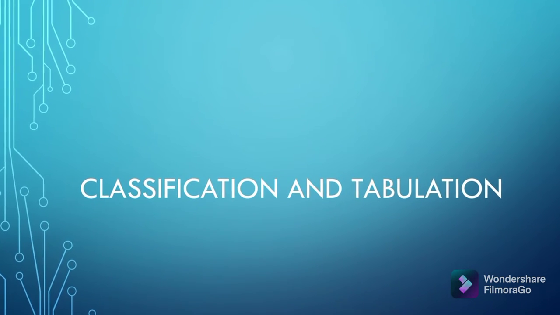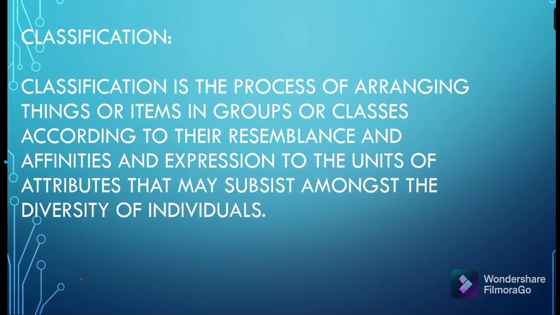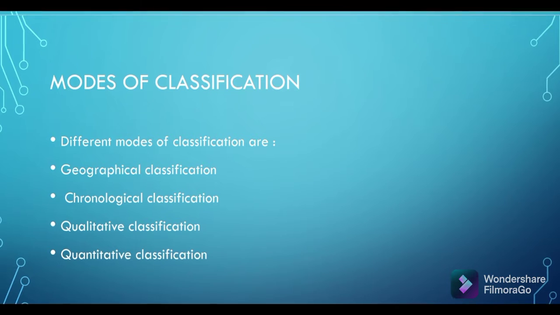Hi, good morning. Today's topic is classification and tabulation. What is meant by classification? Classification is the process of arranging things or items in groups or classes according to their resemblance and affinities, and giving expression to the unity of attributes that may subsist amongst the diversity of individuals. Lots of classifications are there.